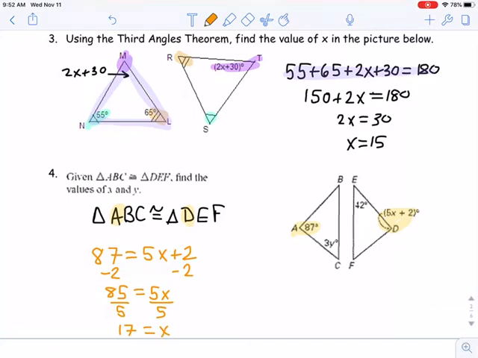this video on a Wednesday, so since it's Wednesday, 85 divided by 5 equals 17. I'm not sure what that equals on a Thursday. But anyways, that's that. So find the values of x, check.